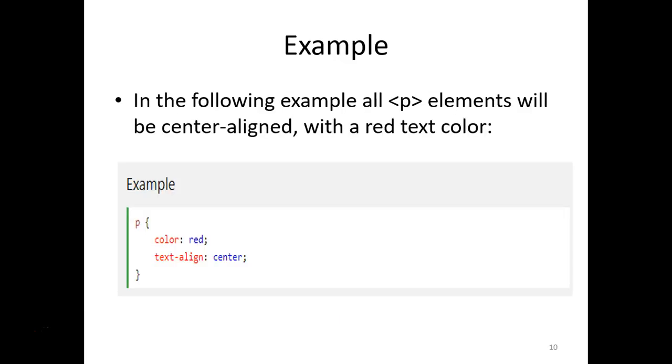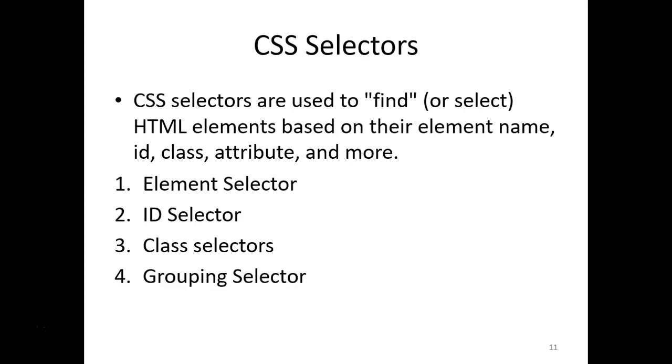So here is an example. In this example, the selector is P, and in the curly brackets you can see the property color, the value given is red, and then the property text-align, and the value given is center. So wherever I am coding in my HTML document and I write P as a paragraph tag, then I am applying the style that is defined for P. Whenever there is a paragraph, the color is going to be red and the text alignment will be center.